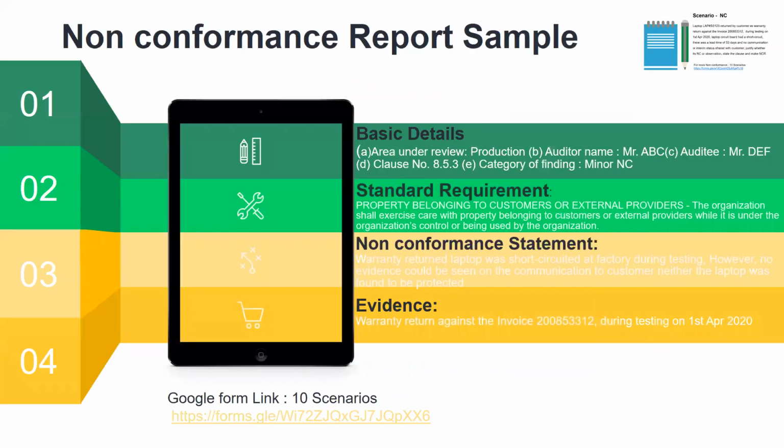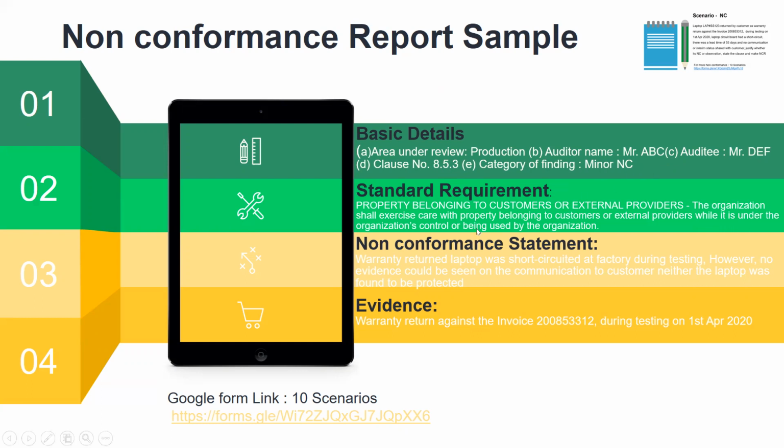So this is the non-conformance report writing sample. The first part is the basic information. You write down the area you audited, the auditor's name, the auditee, and the clause number. In this particular case, it is 8.5.3, property belonging to customers, and the category of finding is a minor non-conformity.